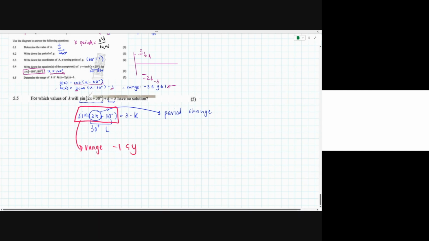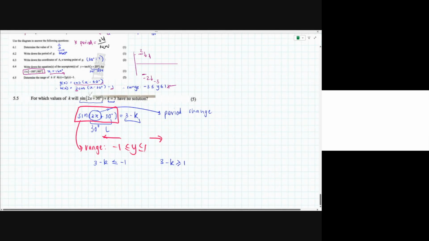is -1 to 1. In order for it to have no real solution, the value 3 minus k must fall outside of that range. Outside of that range means less than -1 or greater than +1. So we take our 3 minus k and say it must be less than -1, and we take our 3 minus k and say it must be greater than +1. Sorry, I was just making sure I had my signs right.